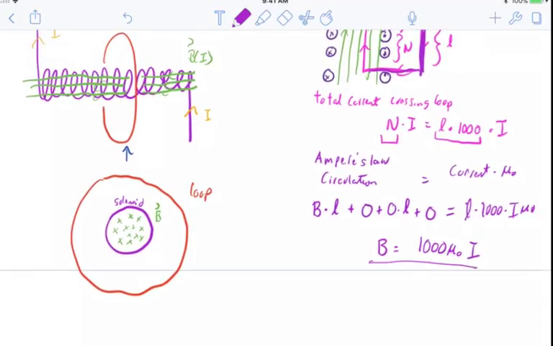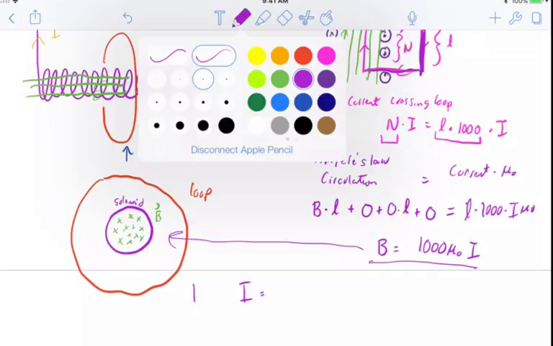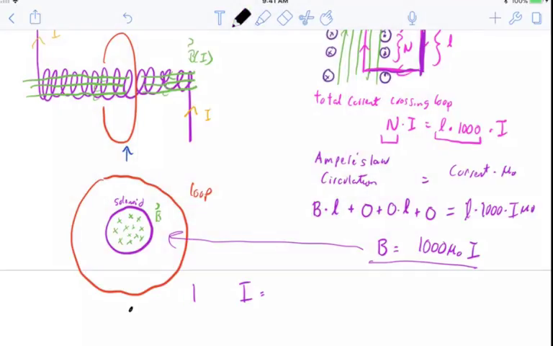to now calculate the flux in my loop. The fun thing about this is that the loop here is 1 meter in radius. I better draw the radius better. I'll draw it in black. Black's the color of geometry. So this distance here is 1 meter, and this distance here is 0.5 meters.